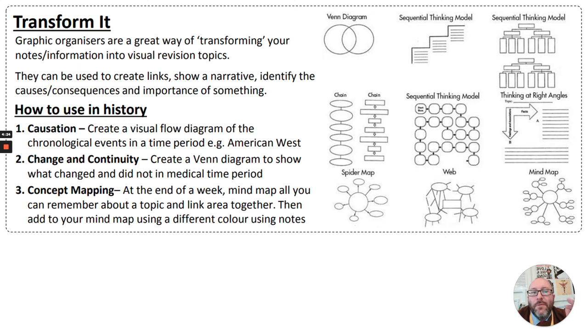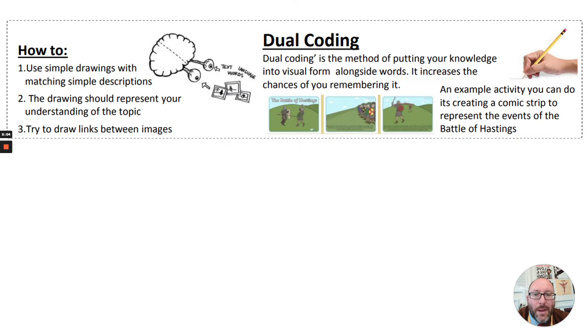Now, graphic organisers can be used very, very well. And there's some good examples here. A Venn diagram is useful in comparing and looking for similarities and differences. You could look at a chain of events. So, for instance, if you're thinking about the narrative question, that chain of event diagram you can see there is very, very good. A spider diagram you can see there is very good for thinking about all the facts about a different area. And you've got those sequential thinking models you can see at the top right, which are very good for thinking about things that happen and the consequences of these. So in history, you've got causation, where you create a visual flow diagram. You could create a Venn diagram for changing, and you could then think of concept mapping.